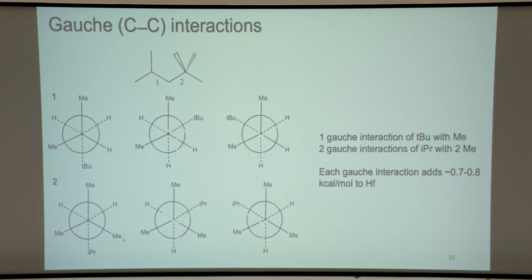And then same thing. I see there's 2 interactions here. Isopropyl interacts with 2 methyls. If I rotate, isopropyl still interacts with 2 methyls. If I rotate it again, the interaction is always there. So you can't escape it. And for this bond, there will always be 2 gauche interactions. So then in total, we have these 3 gauche interactions, and each gauche interaction contributes about 0.7 to 0.8 kilocalories per mole to the heat of formation. And that's another correction we have to make.